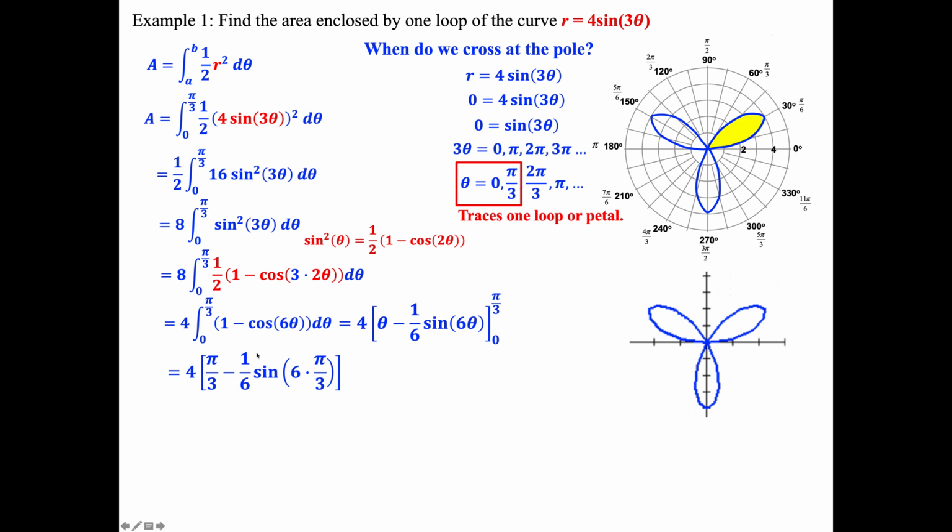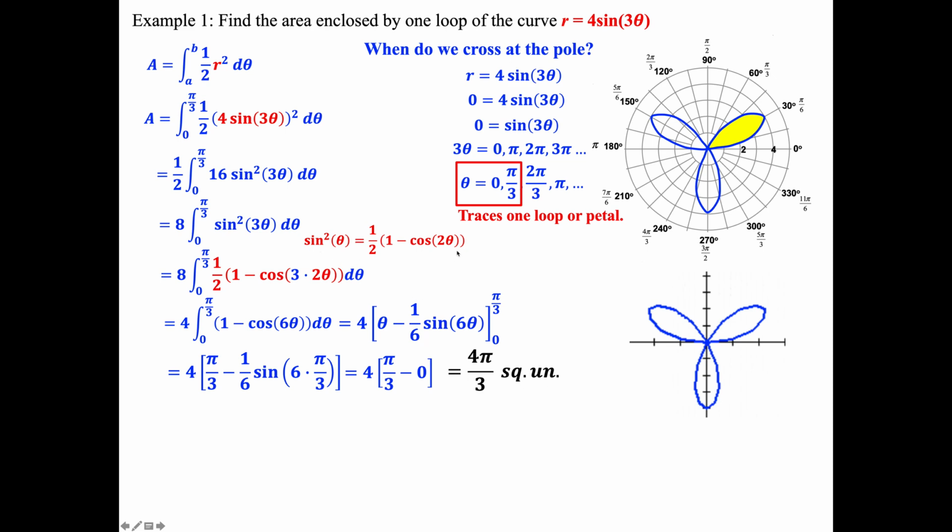So looking at the inside of my trig function, 6 times pi over 3, that's going to be 2 pi. So again, this will give me a 0 times my 1/6. So it looks like we're going to have just 4 pi over 3 square units. That's just for one petal. If we wanted to find the area of all 3 petals, then we just multiply our answer by 3, and it would be 4 pi square units.